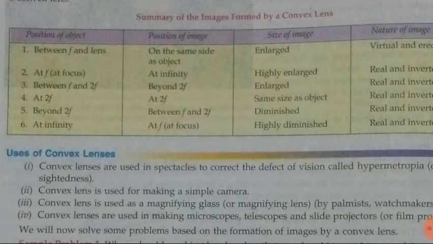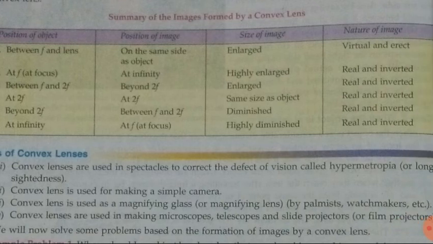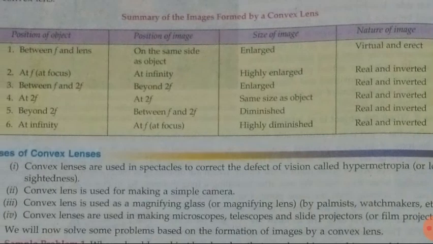It converges or focuses all the rays at one point only. Because of this quality, it is used in cameras. Third, convex lens is used as a magnifying glass or magnifying lens. Palmists, watchmakers, dentists, and jewelry designers all need this type of glasses. Then fourth, convex lenses are used in making microscopes, telescopes, and slide projectors, or film projectors. So this is it about the convex lens.